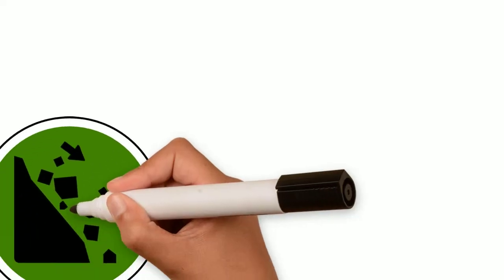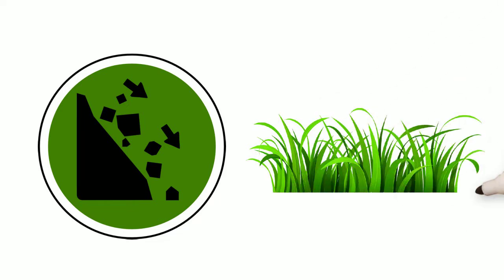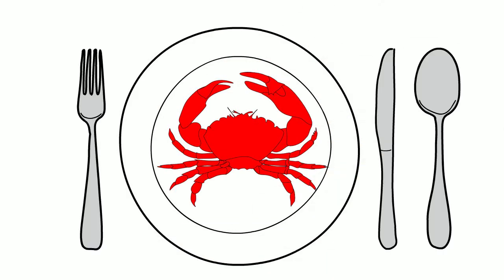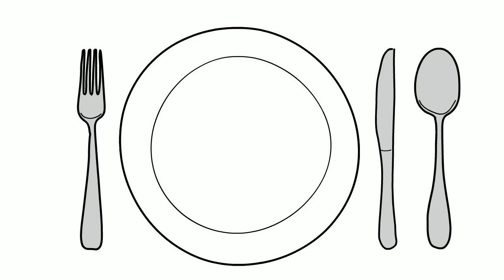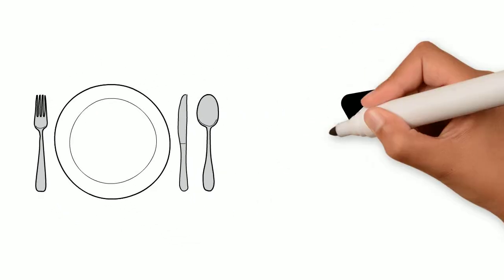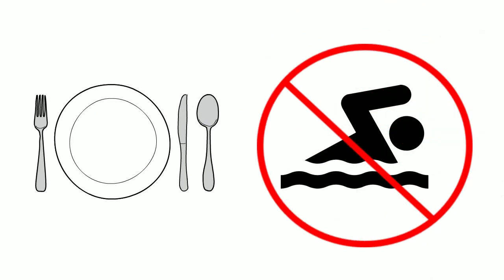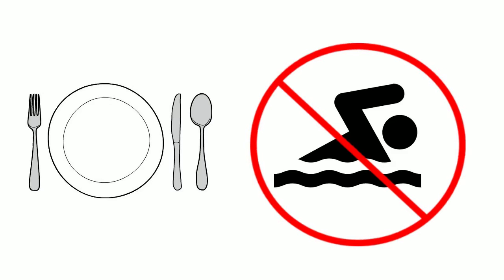Runoff also erodes stream and river banks, bringing sediment into the water. The sediment then blocks out sunlight from underwater grasses. Also, seafood will be scarce if runoff continues to kill aquatic life, and humans won't be able to swim in polluted waterways. As you can see, there are many problems.